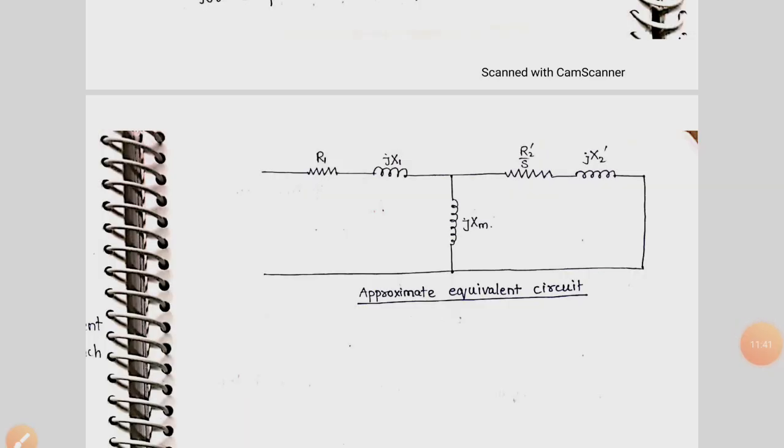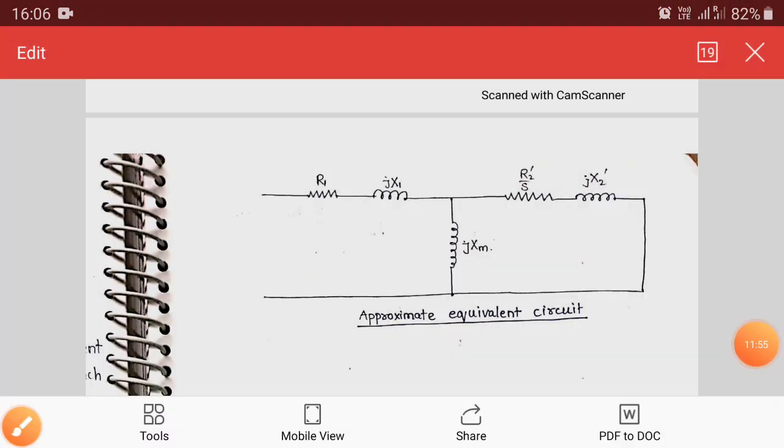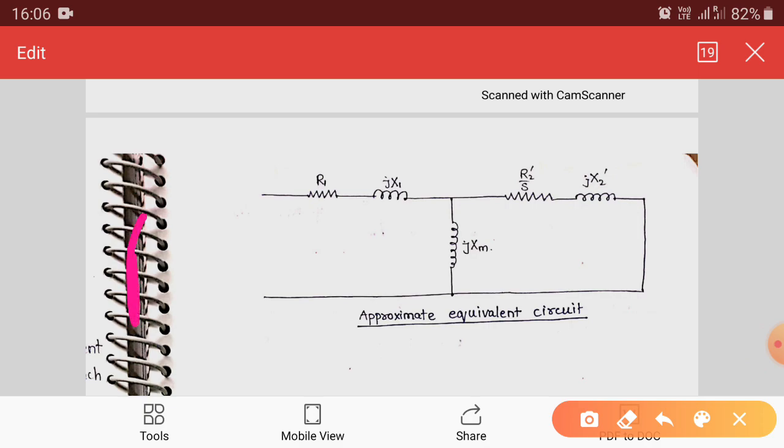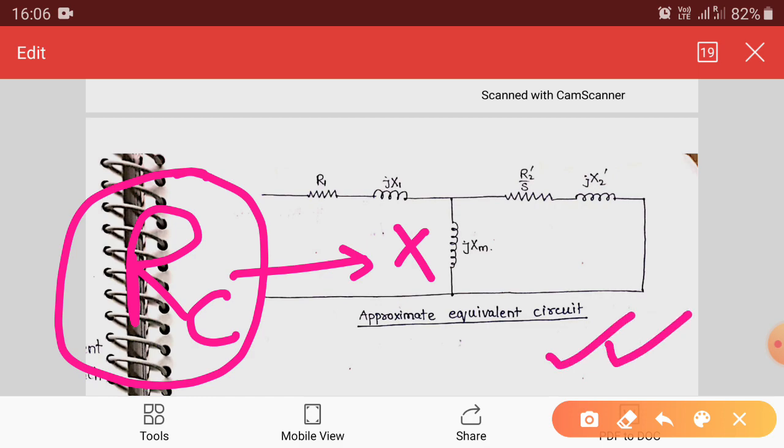For better understanding, for easy calculation and finding the equivalent parameters of the three-phase induction motor, we are further simplifying the circuit where we are neglecting the stator core loss. The RC, or the core loss component of the stator, is neglected here. We can see that RC is not represented here. So this is the approximate equivalent circuit of three-phase induction motor for easy calculation.